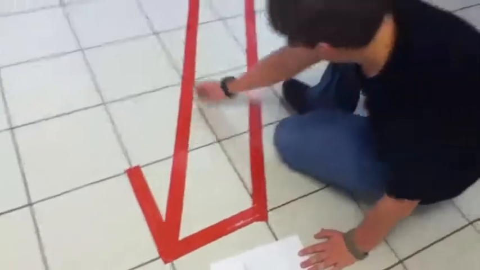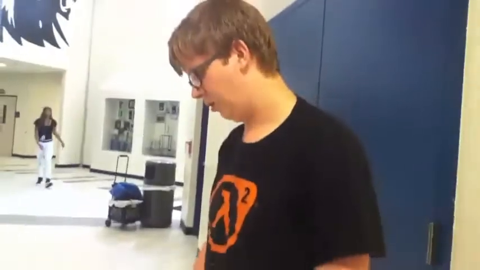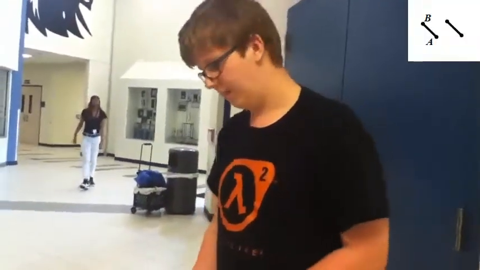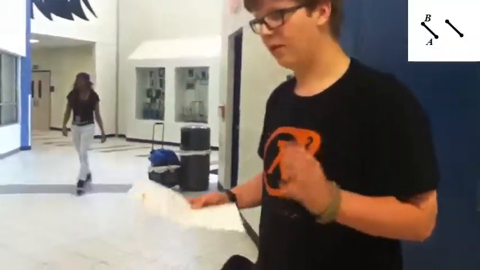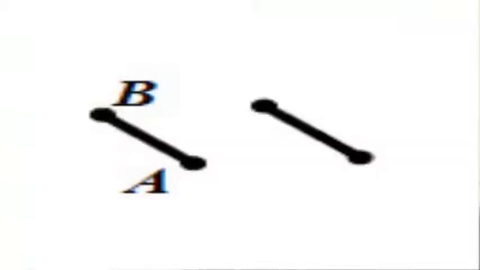And then this one also goes up 2 and over 1, so they both have a slope of 2, and they're parallel, and they'll never cross over each other.